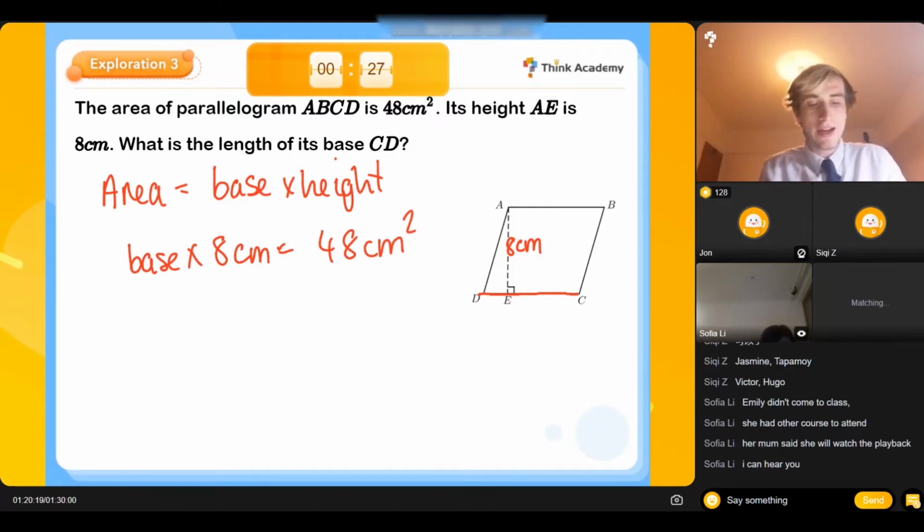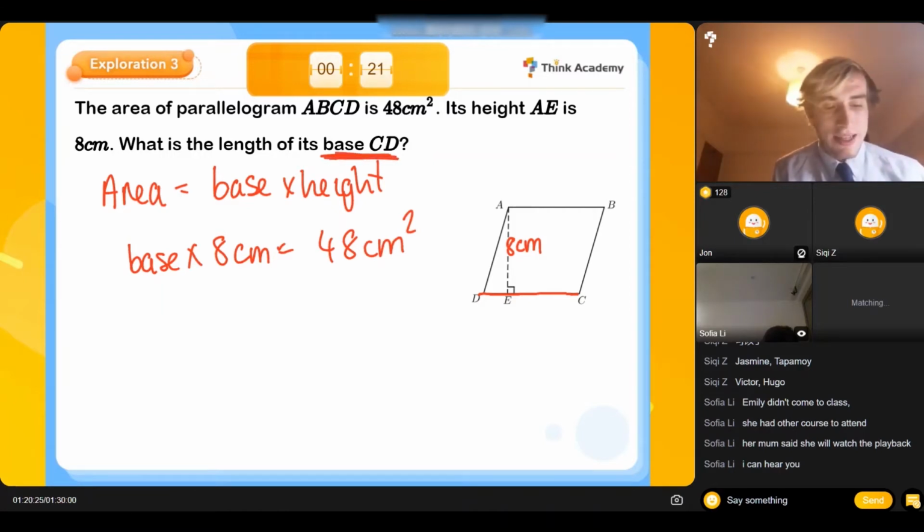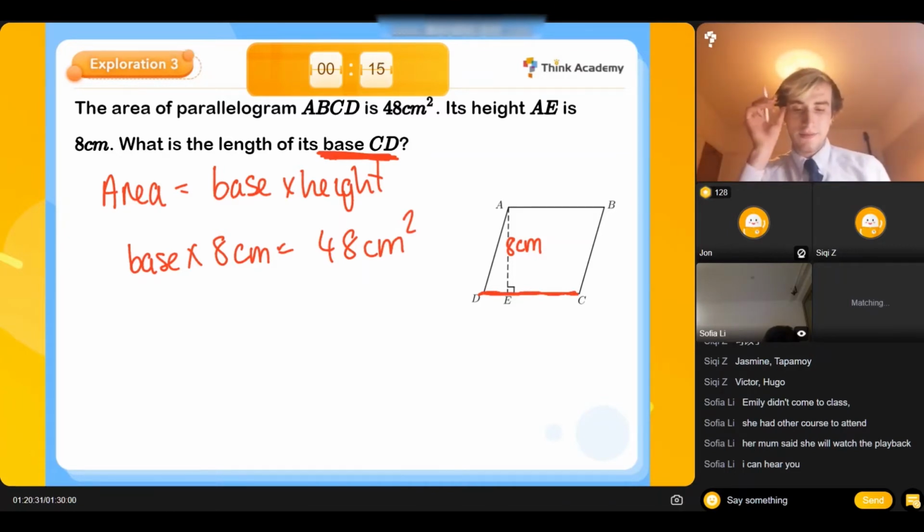We know that base times height is 48 centimeters squared. And if we're going to use CD as our base, it tells us in the question. So CD, I've marked it in red as our base. So what value is that going to be?